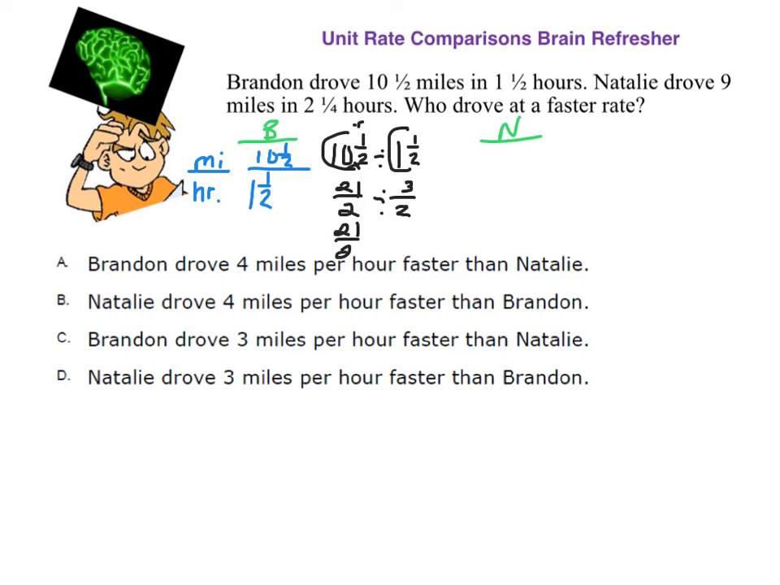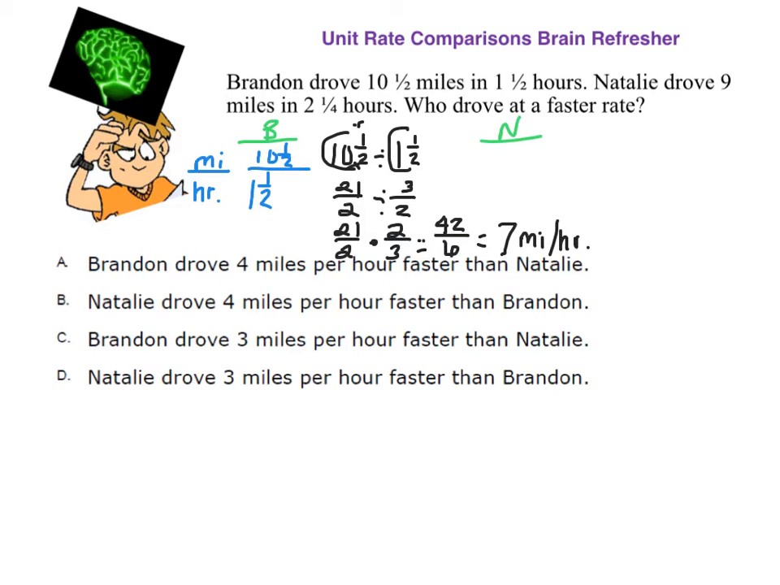Keep, change, flip, multiply straight across. I get 42/6, and 42 divided by 6 is 7. So that means he only drove 7 miles per hour. So there must have been some traffic or construction for him to be driving that slow.